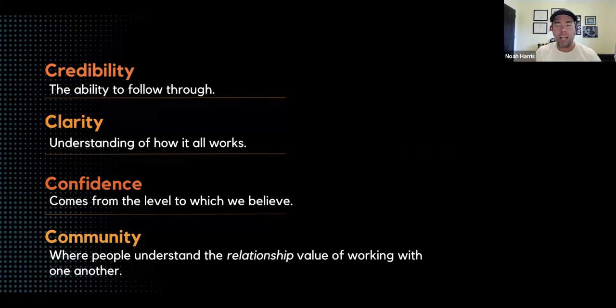Clarity, right? The more education a person has, the more clarity they have around whether they're doing something the right way, right? And they can make better decisions when it comes to lending and borrowing. And if we have the first two, the confidence is going to come.